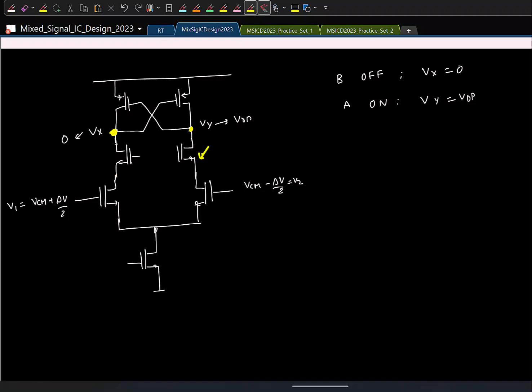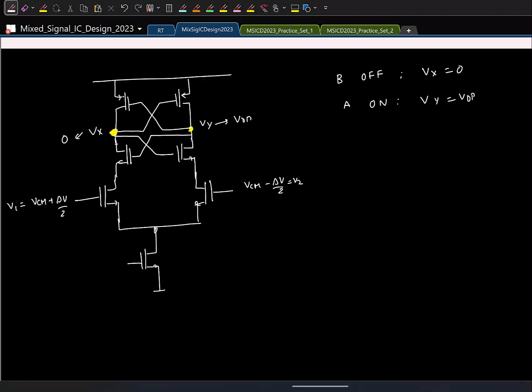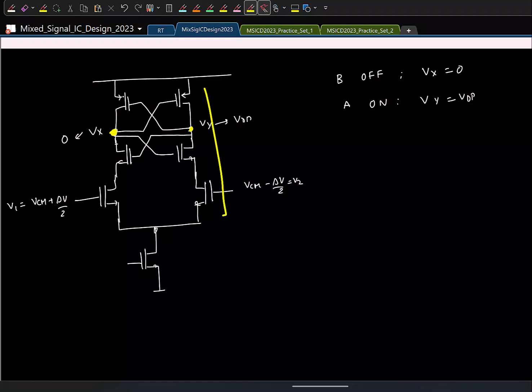And this was the element B. For element B, the control must be Vx, right? So the gate, I have to connect it to Vx. So we'll have another cross coupling. Similarly for the other guy. So the moment you do this, we'll basically break the path from VDD to ground once the comparison is done, and so we'll not have any static power consumption.